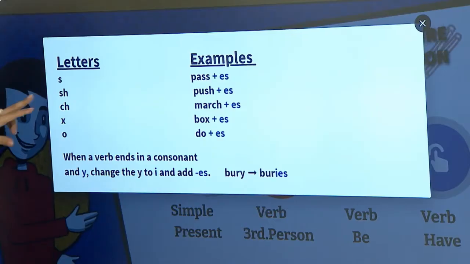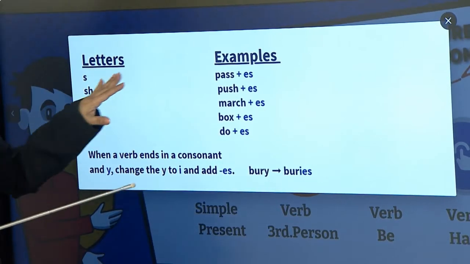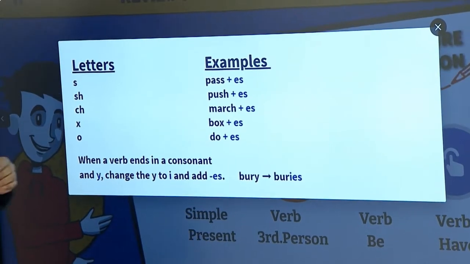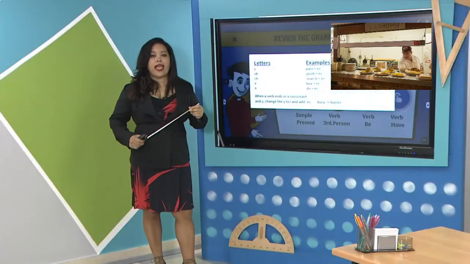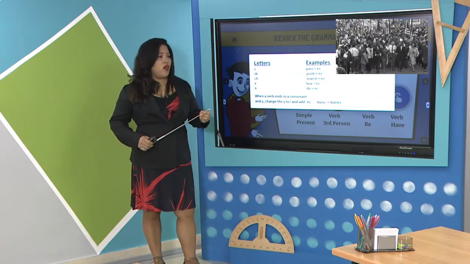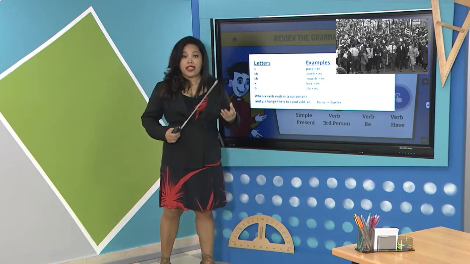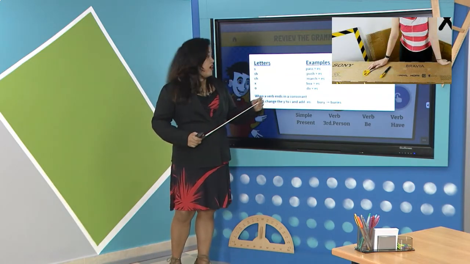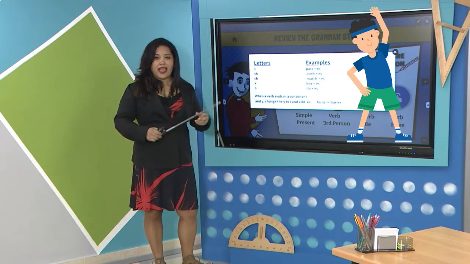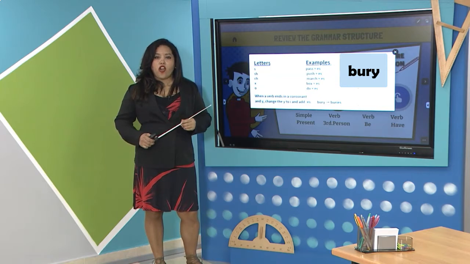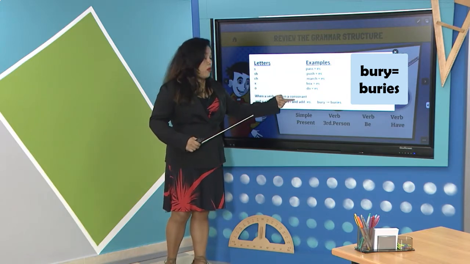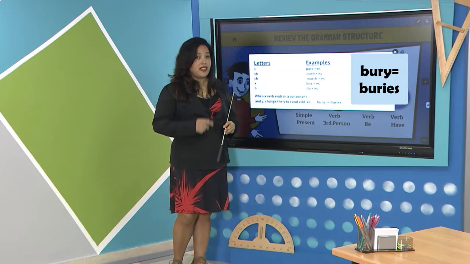So the ending here, for example, the verb that ends with S, SH, CH, X, or O. We use the ES after these letters or combinations. Like in pass, we have to add the ES at the end. Or the verb push, it ends with SH, we add the ES. And with CH, we add ES. And in box, we also add the ES in third person, and do ends with O, so we add the ES. What about the verbs that end in a consonant and Y? We have to change that Y to I, and then we add the ES, like in vary. It changes to varies in third person, remember?